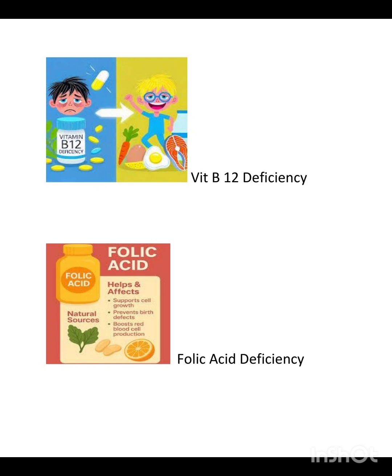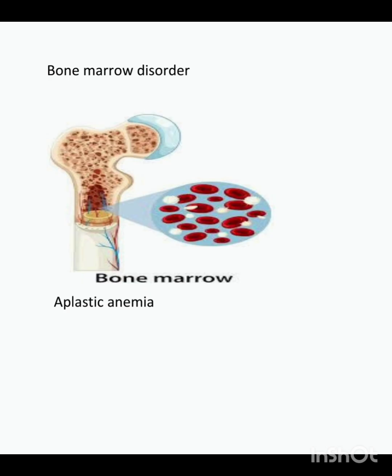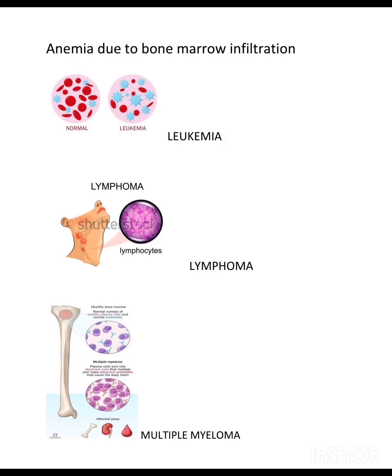The next two classifications are anemia due to bone marrow disorders such as aplastic anemia, and anemia due to bone marrow infiltration. It occurs when malignant cells infiltrate the bone marrow, replacing the normal hemopoietic tissue and reducing normal production of RBCs. Examples include leukemia, lymphoma, and multiple myeloma.